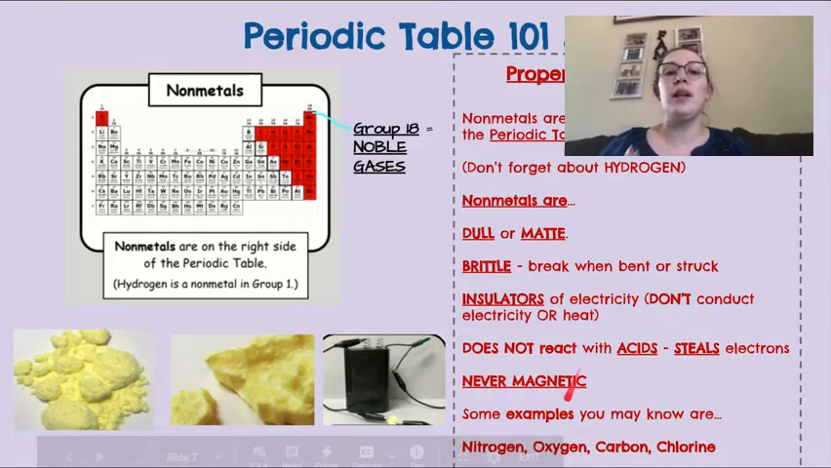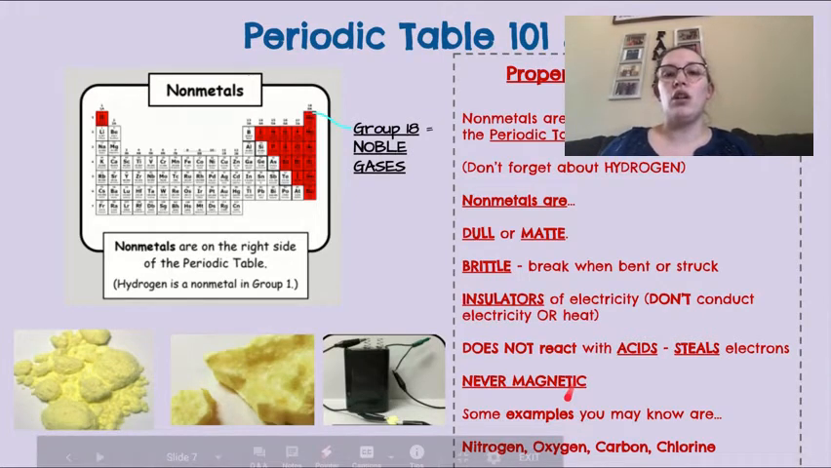So remember, group 18 are our noble gases. Group 17, the ones with 7 valence electrons, are our most reactive nonmetals that we talked about yesterday. We can also call them our halogens. So they're on the right side.